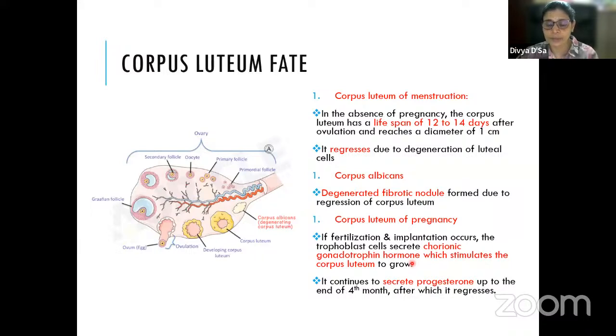That is why in pregnancy, we look for this, which gives the urine pregnancy test positive: the human chorionic gonadotropin hormone. It stimulates the corpus luteum to grow, and this is maintained till the 4th month. It continues to grow and proliferate and to secrete progesterone up to the end of the 4th month, after which it will regress.